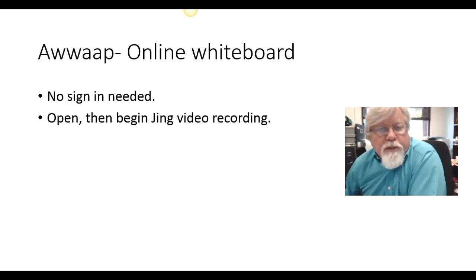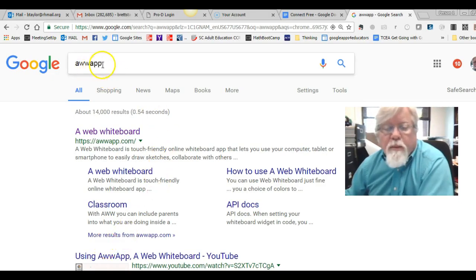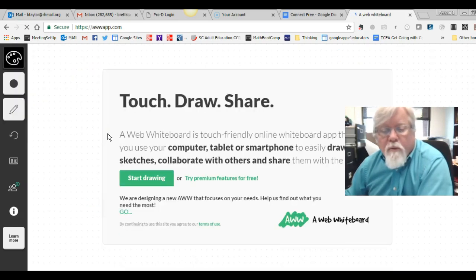If you were using Jing to make a tutorial to send to a student, well, let's say something about dividing fractions, you might want a whiteboard that you could draw on and talk. I'll make a little example of that in just a second. Let's open AWOP and then we'll record something using Jing. By the way, I usually don't remember that name, but doing this presentation I might. But I usually just search free web-based whiteboard. And here's what it looks like.